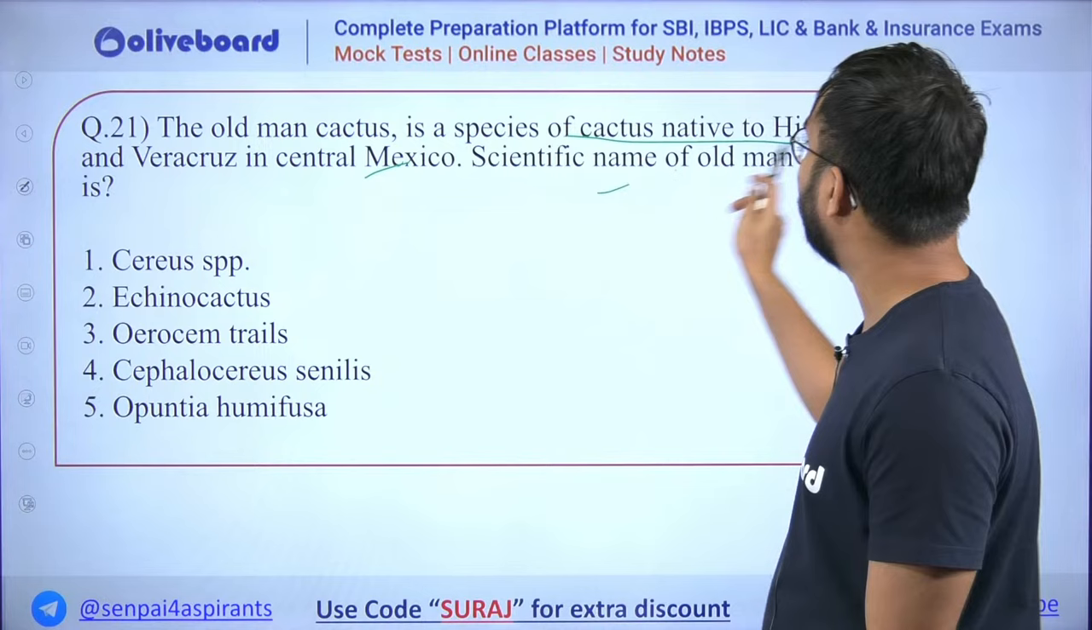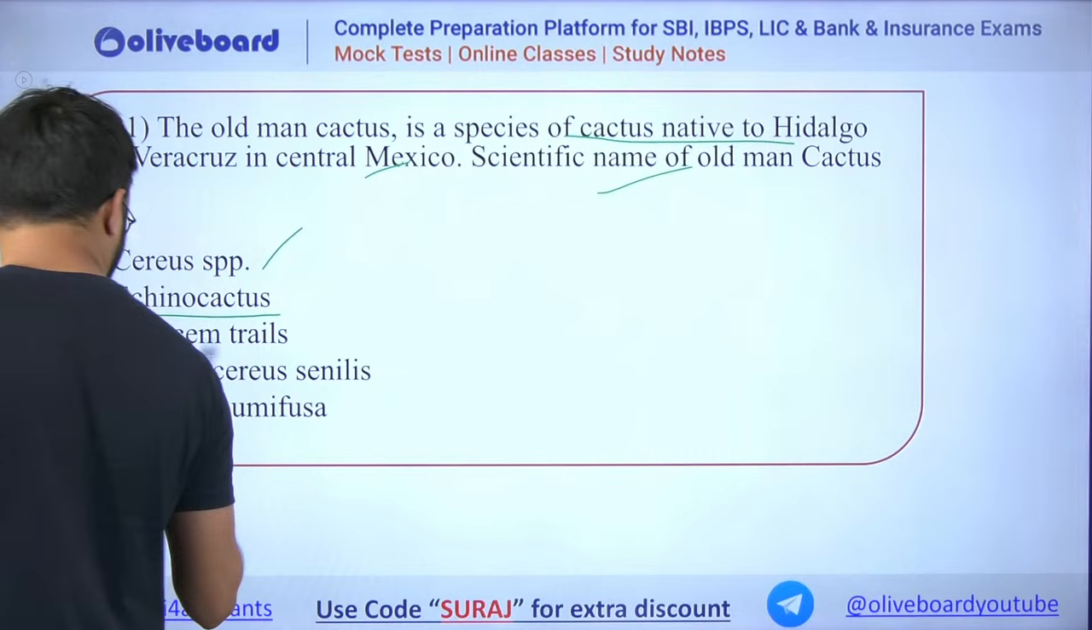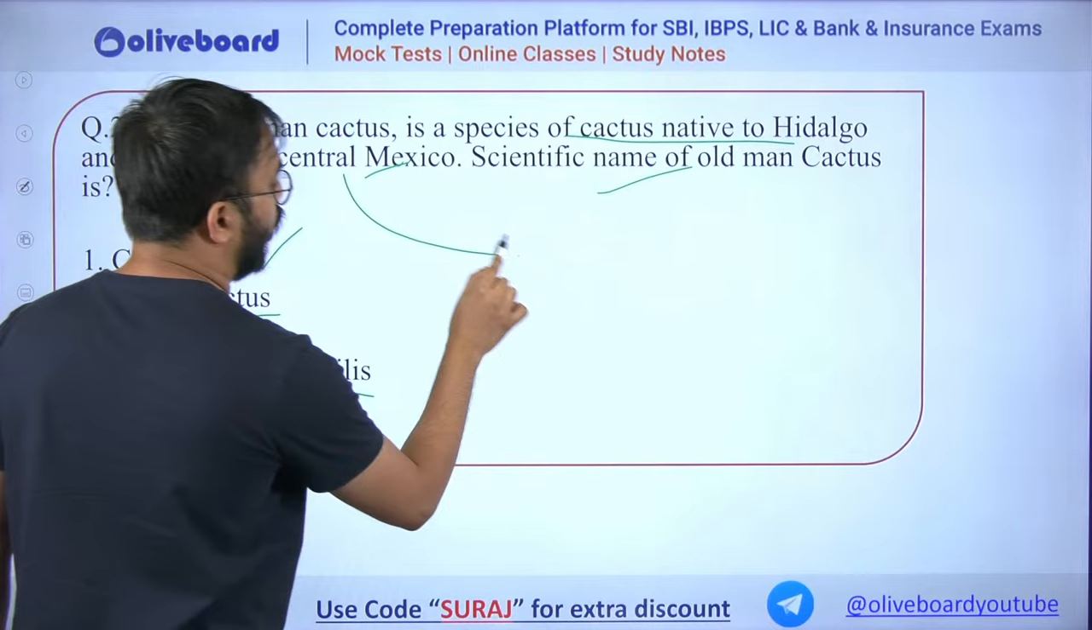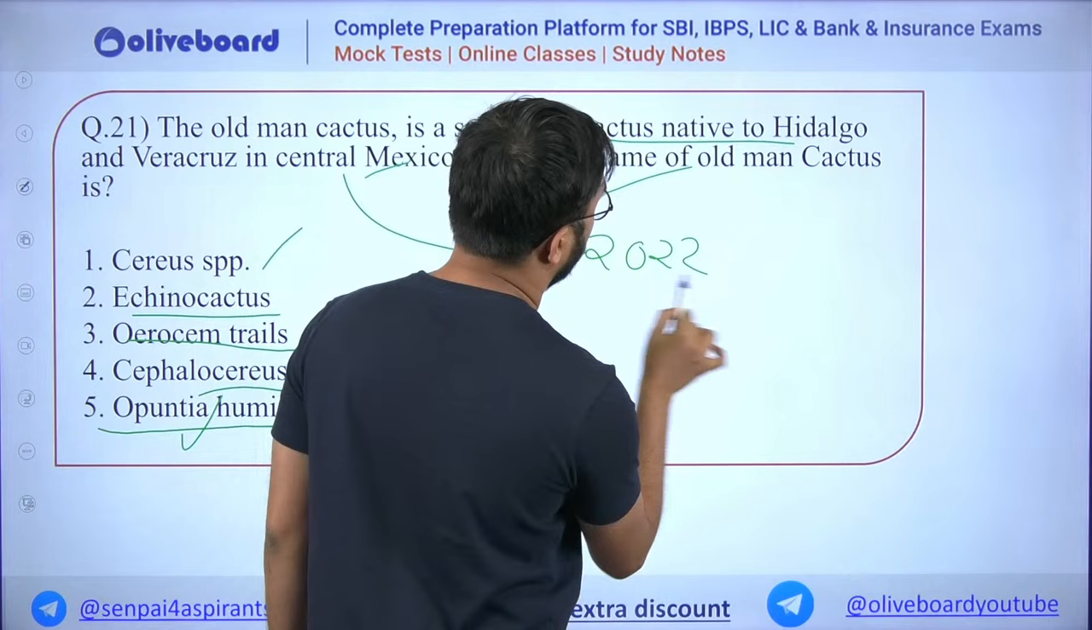Cereus specialis, Echinocactus, Oricem trails, Cephalocereus senilis, and Opuntia humifusa. Now remember one thing, this question has come up because of a news item from the year 2022. That was about the old man cactus plant.